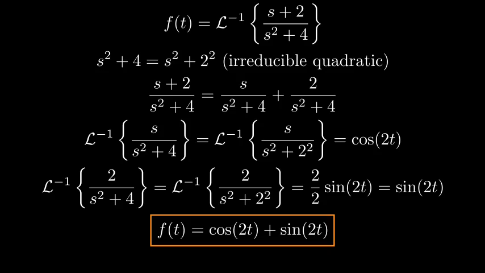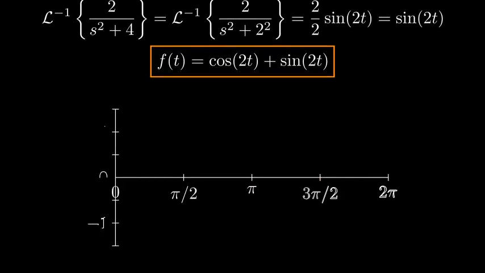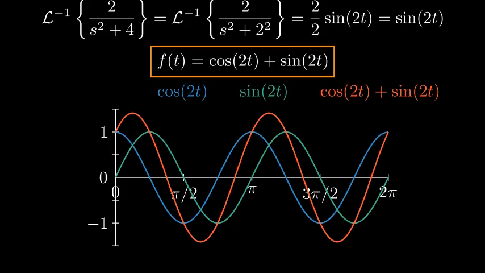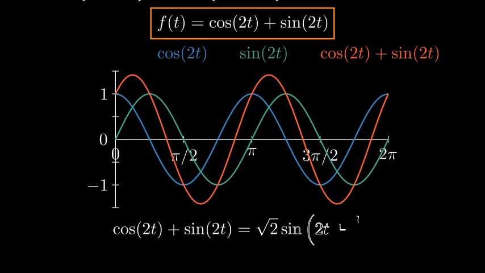Let's visualize the result of our second example to better understand what we've found. The blue curve represents cosine of 2t, and the green curve represents sine of 2t. When we add these functions together, we get the red curve, which is our final answer, cosine of 2t plus sine of 2t. An interesting property of this sum is that it can be rewritten as the single function root 2 times sine of 2t plus pi over 4, which has an amplitude of root 2 and a phase shift. This is why the red curve has a larger amplitude than either of the component functions.